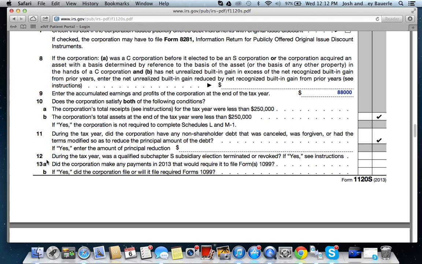Line 12, during the tax year, was a qualified subchapter S subsidiary election terminated or revoked? So did you either terminate your S corporation election, or did the IRS revoke it? Probably the answer is no.